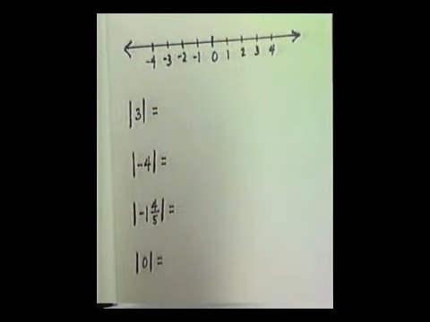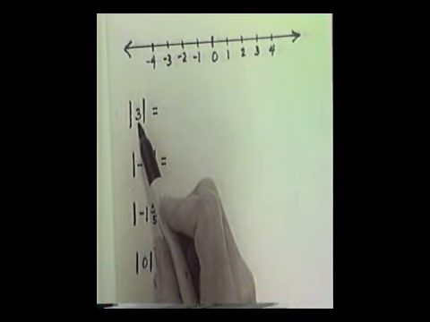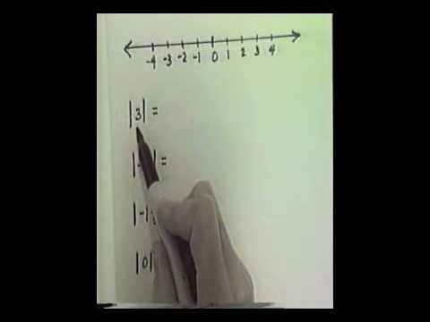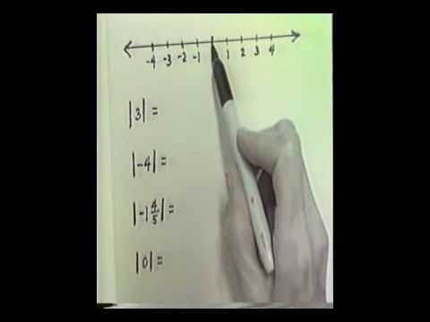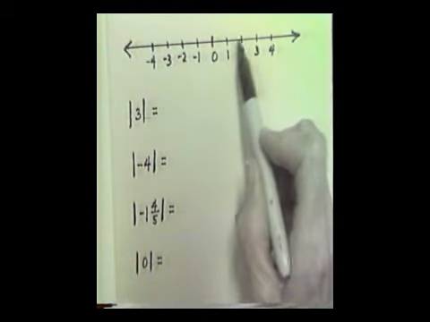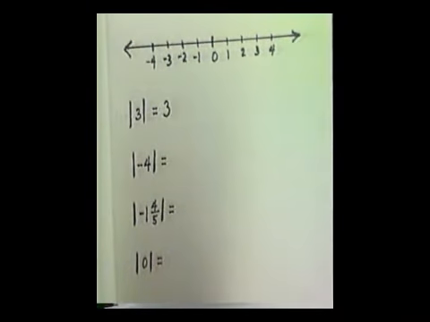Let's use a number line and find the absolute value of 4 examples. The symbol for absolute value is vertical bars on either side of the number. So this asks us to find the absolute value of 3. The absolute value of 3 is its distance from 0 on the number line. Here's 0, here's 3. From 0 to 3 is 1, 2, 3 spaces. Absolute value of 3 is 3.